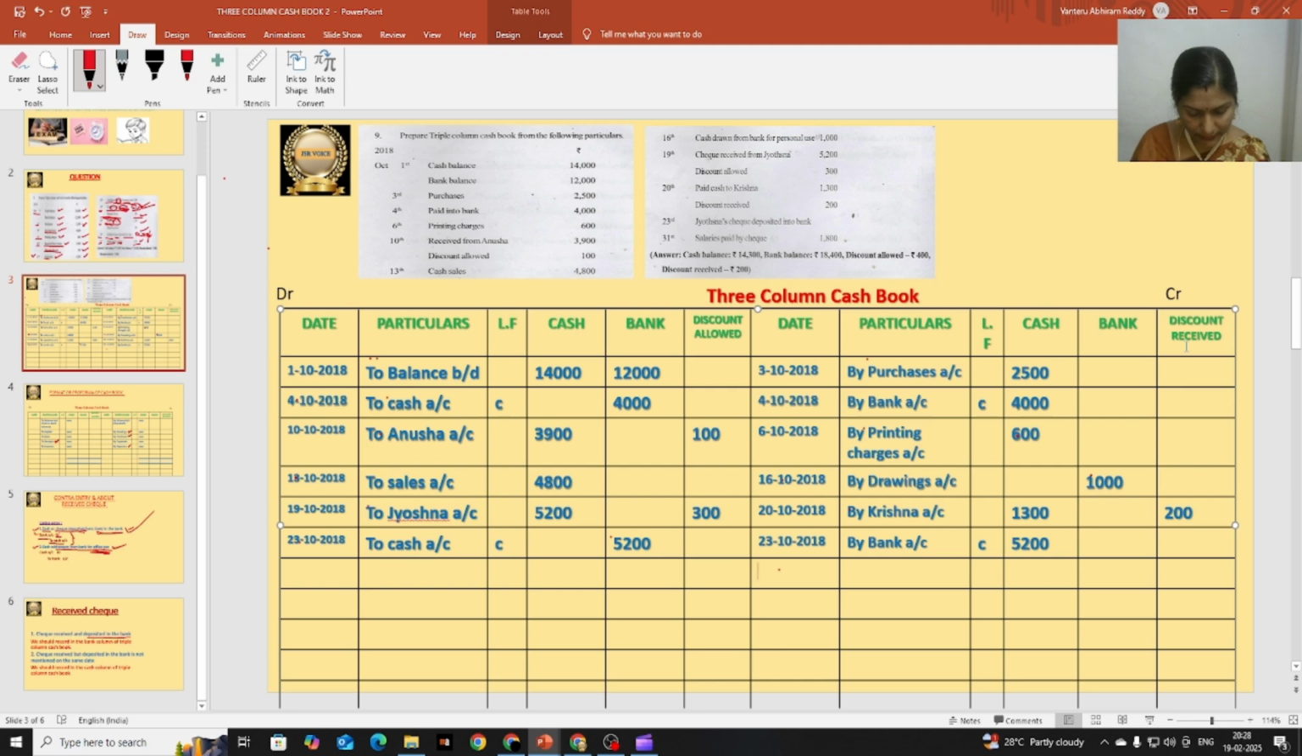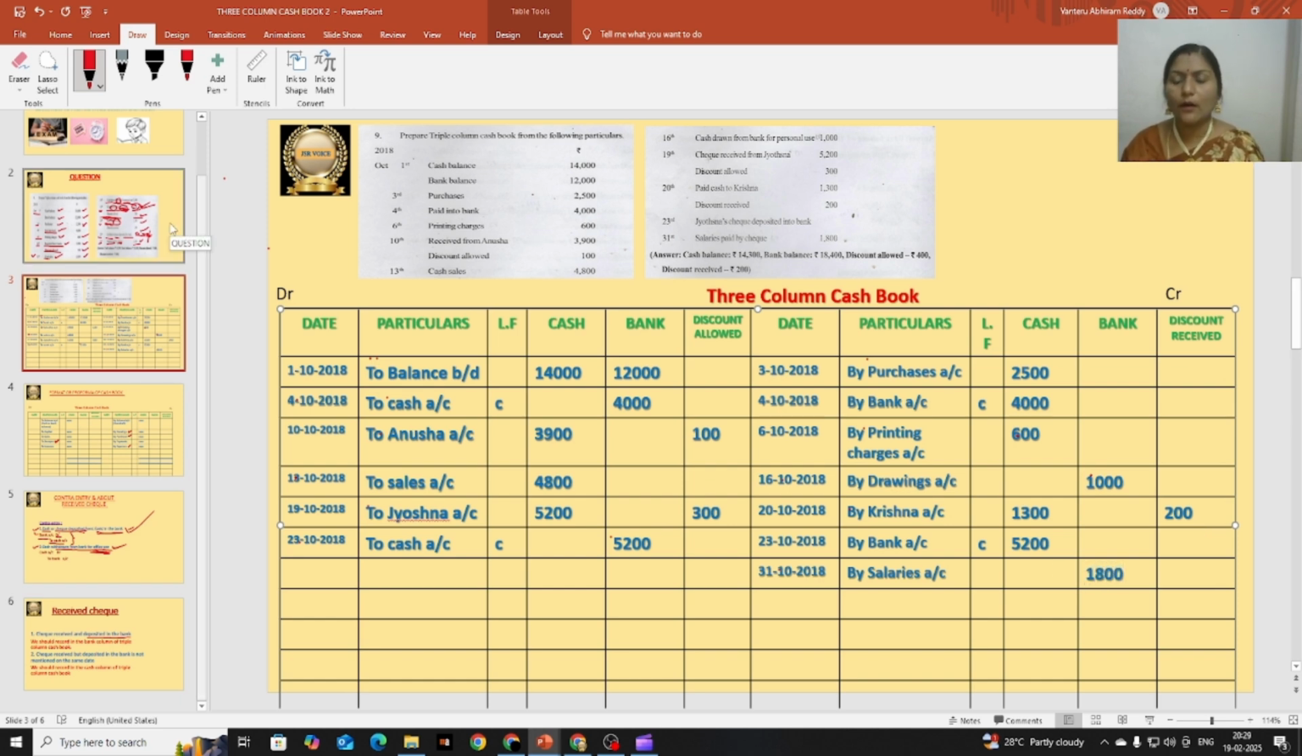First the date, 31st date. And in the particulars column, let us write by salaries account. And where will we put the amount? In the bank column, because that is a check. Payment for salary is made by check. So how much is it? 1,800. Let us record it in the bank column.